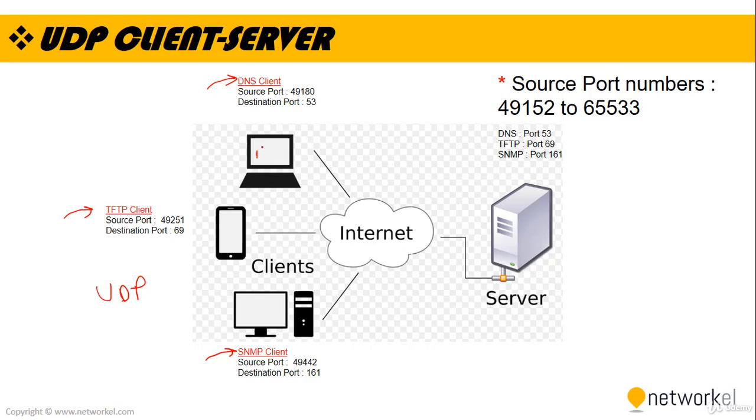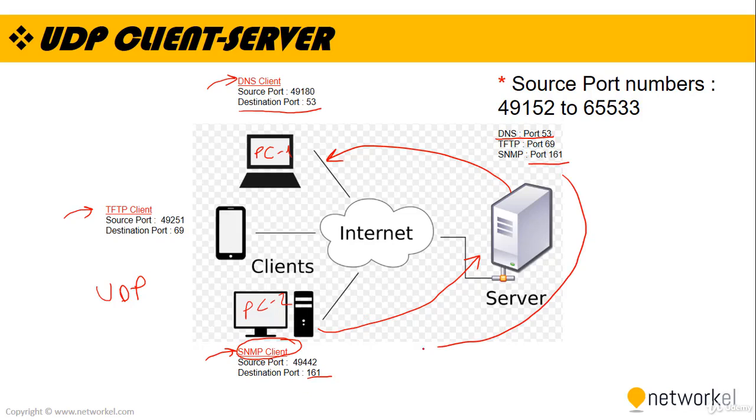For example, if PC1 wants to get the DNS service from this server, it sends UDP packets saying, hey, my destination port is 53, which means I need the DNS service from you. For example, let's take a look at this client, which is PC2. This is an SNMP client, and SNMP uses UDP also, so it is sending a UDP message with a destination port of 161 to get the SNMP service from this server.